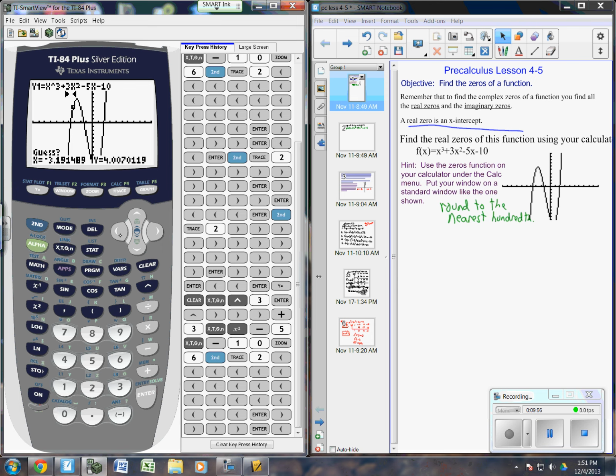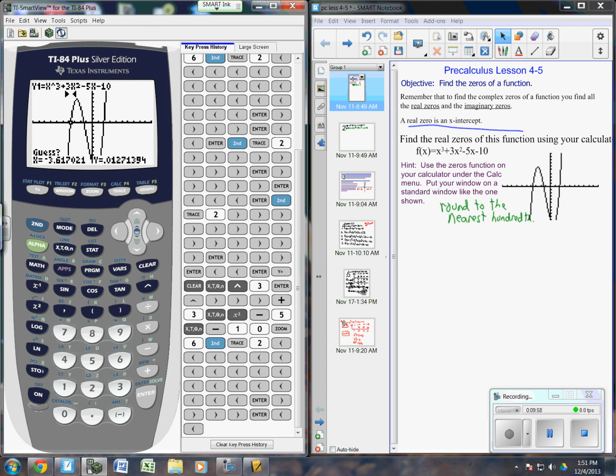Now it's asking me for a guess. It goes pretty close to it, but if it doesn't, it's okay too. You get as close as you can. You hit enter. And what is my zero? And we are going to round these to the nearest thousandth. How many places is that? 3. Okay? Round it to the nearest thousandth. So there's 1.